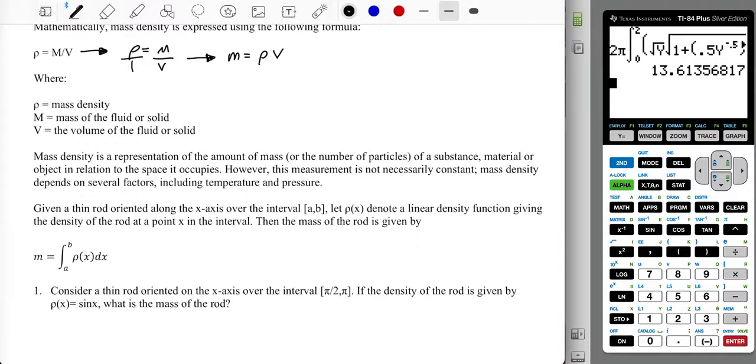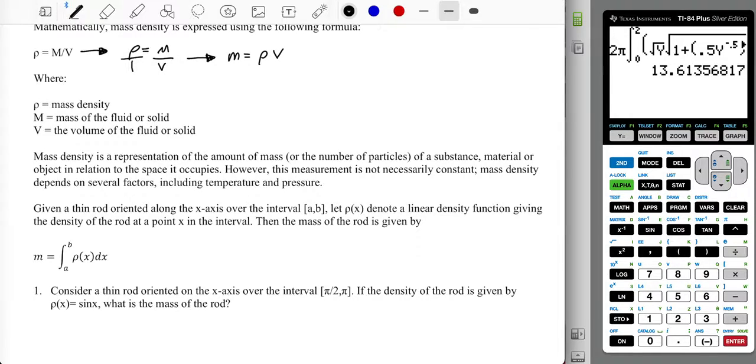All right, so however, this measurement is not necessarily constant. Mass density depends on several factors, including temperature and pressure. All right, so here's the scenario that we'll be working with, given a thin rod oriented along the x-axis over the interval of a to b. Let rho denote a linear density function, giving the density of the rod at a point x in the interval. The mass of the rod is given by m is equal to the integral over the interval of a to b of rho of x dx.